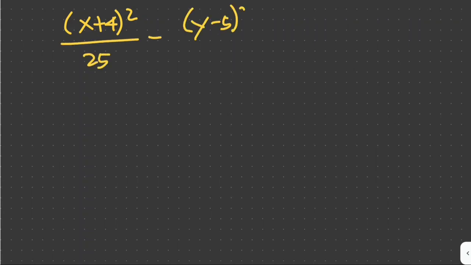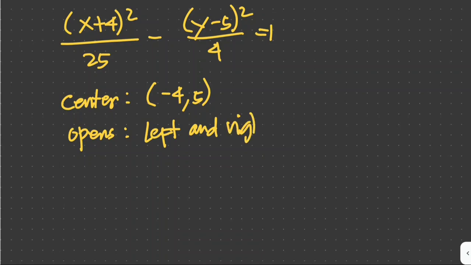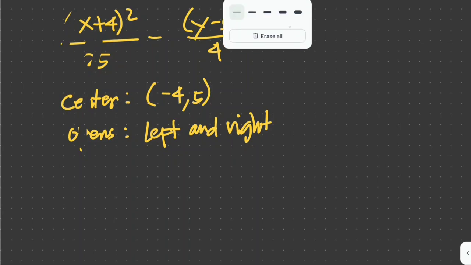Let me give an example of a hyperbola equation. Let's say we're given here x plus 4 squared over 25 minus y minus 5 squared over 4 equals 1. The center here is just negative 4, 5, and this one opens left and right. Okay. Now let's discuss more formulas for hyperbolas.